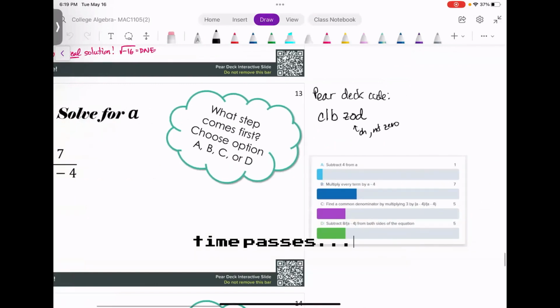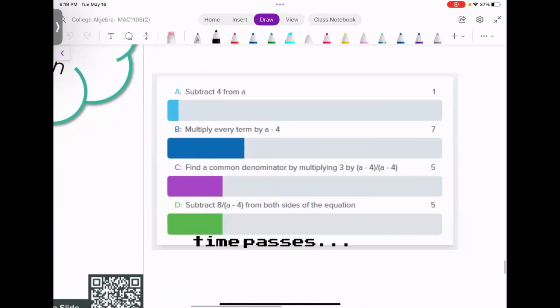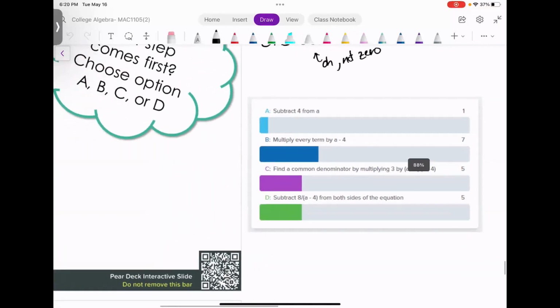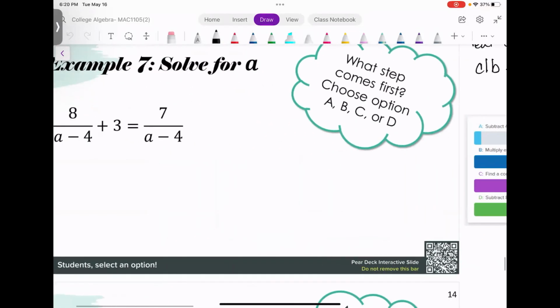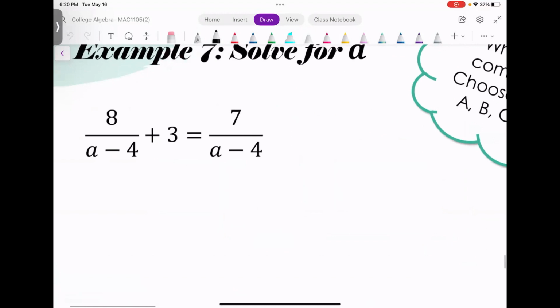Here is a summary of the responses. The leading answer was B, multiply every term by a minus 4. And that is what I would do first. I will say that both C and D can lead to a correct solution. The only one that won't lead to a correct solution is A, because 4 and A are not like terms, and so I'm not able to combine them. But the first thing I'm going to do is multiply every single term by the denominator, a minus 4. When I do that, I eliminate all fractions in this step, which brings me a much greater sense of calm in the world.